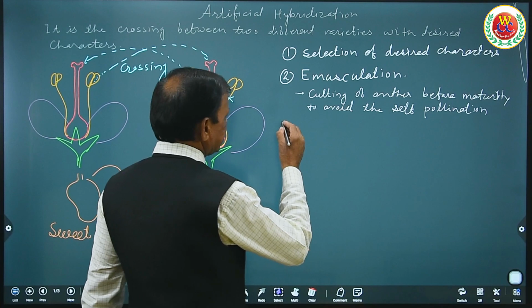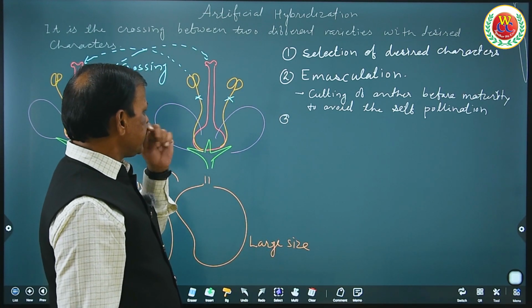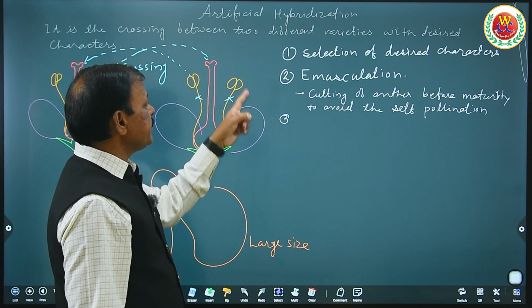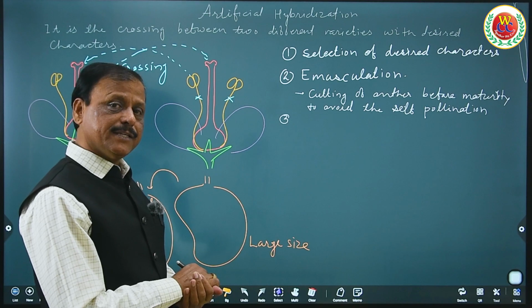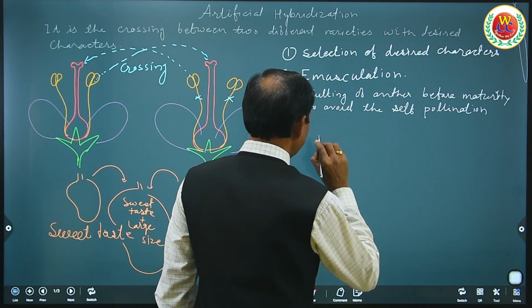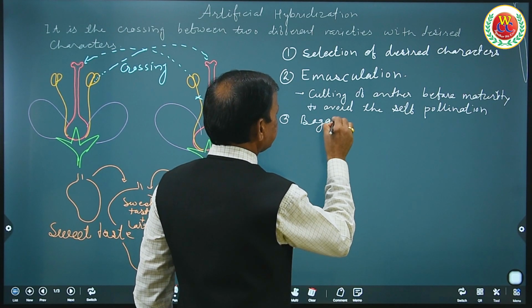Okay. Now third, after emasculation, when the anthers are cut, till maturity this stigma should not be contaminated by any other pollen grain than the desired pollen grain. So, it has to be bagged. The next step is bagging.